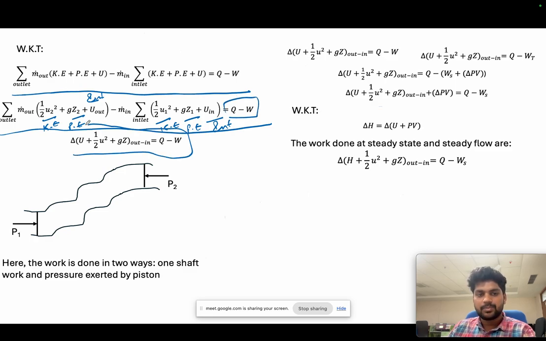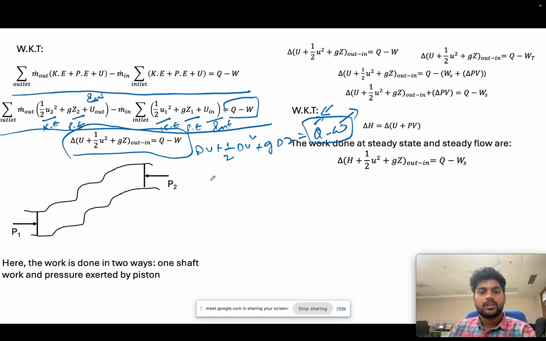Are there any doubts up to here? Delta h plus half into delta u square plus g into delta z equal to q minus w. Q is acting on the system, w is acting outside the system, so that's why it is negative. So any doubts up to here?